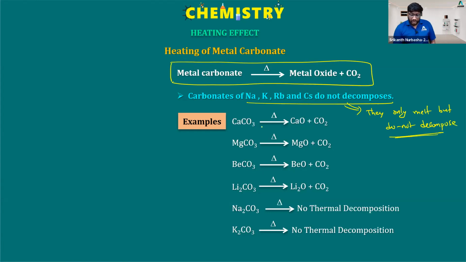Okay. CaCO3, if you try to heat, you will form CaO and CO2. Only lithium and group 2A: all group 2A and lithium carbonates upon heating form oxides and CO2 gas is evolved. Is that clear or not? Heating of metal carbonates of sodium, potassium, rubidium, cesium, you cannot heat them and decompose. You can only melt them.